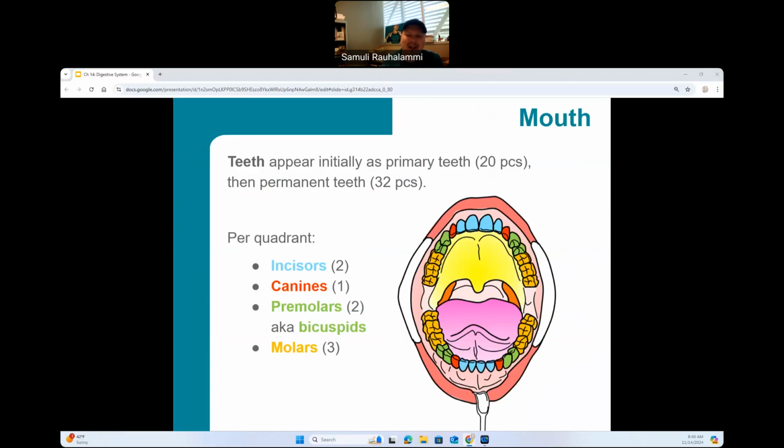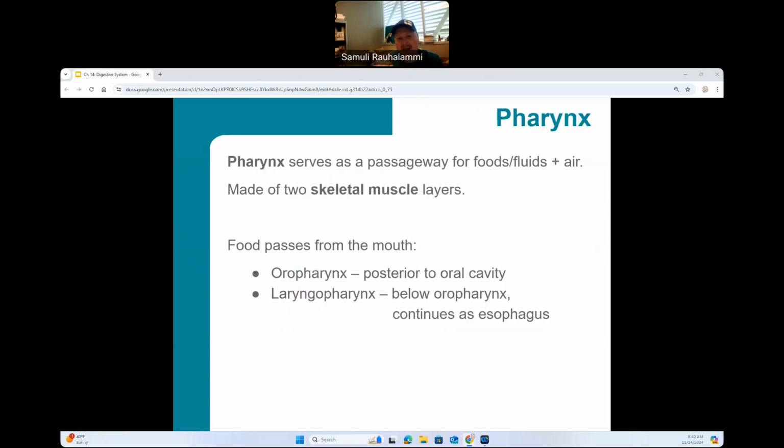Next structure that I want to look at is going to be our pharynx. This is a skeletal muscle structure, a passageway that's shared between the food and fluids and the airway. Obviously, we're not interested in the nasopharynx in the digestive system, but we definitely see the oro and laryngopharynx that are of interest to us. Oropharynx behind the oral cavity and laryngopharynx below the oropharynx, and then continues downstream as the esophagus. Those were the parts that we shared between respiratory system and digestive system.